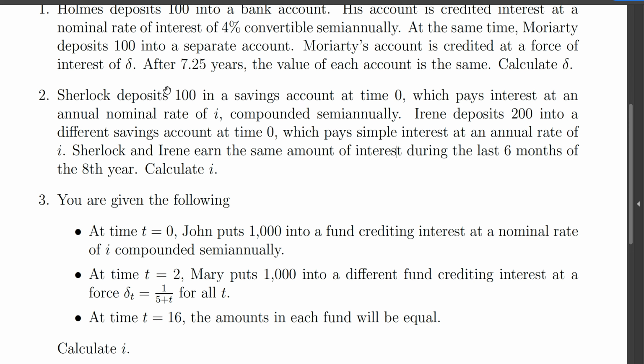So in this problem, we're told that Sherlock earns the same amount of interest as Irene during the last 6 months of the 8th year. So let's figure out what exactly that means. What exactly is the last 6 months of the 8th year?